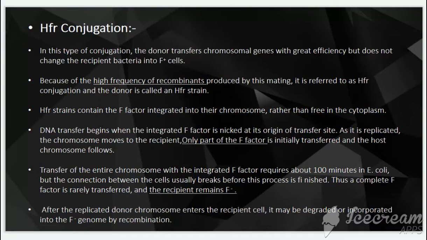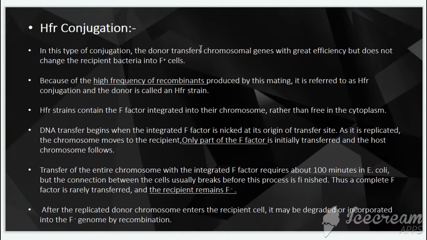Now, let us go to Hfr conjugation. There are different types of conjugation: there is the F plus type and there is the Hfr type. In this particular type, the donor transfers chromosomal genes with great efficiency, but does not change the recipient bacterium into an F plus cell. These are the two main differences from normal conjugation.